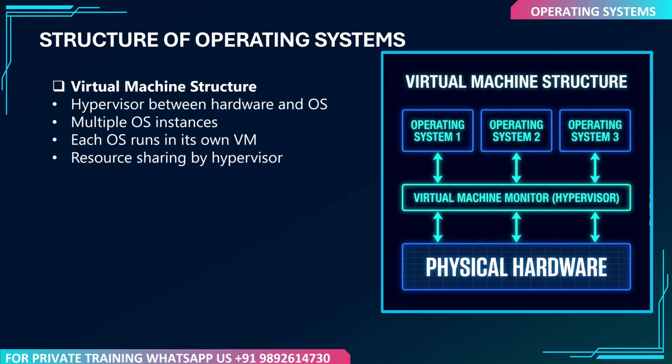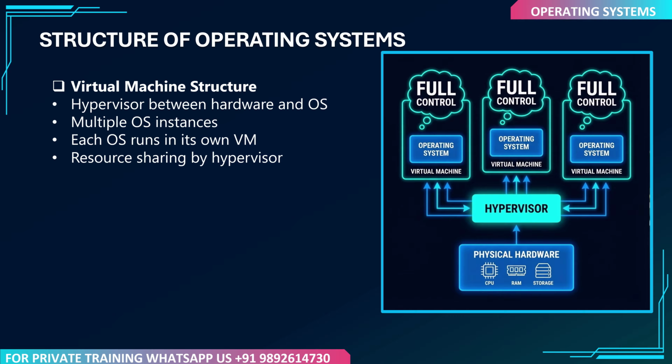Instead of one operating system directly controlling the hardware, a virtual machine monitor, also called a hypervisor, sits between the hardware and multiple operating systems. Each operating system thinks it has full control of the hardware, but in reality, the hypervisor manages and shares the physical resources among them. Each operating system runs inside its own virtual machine.